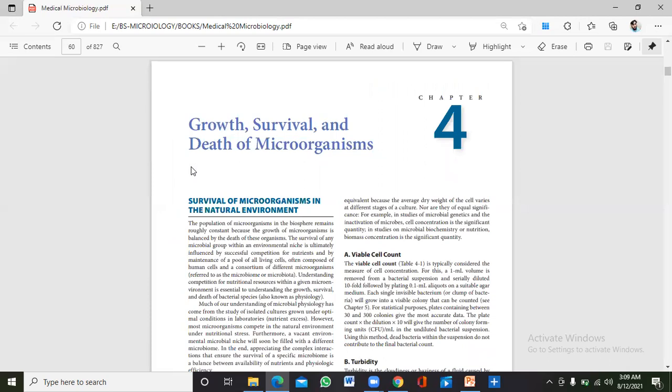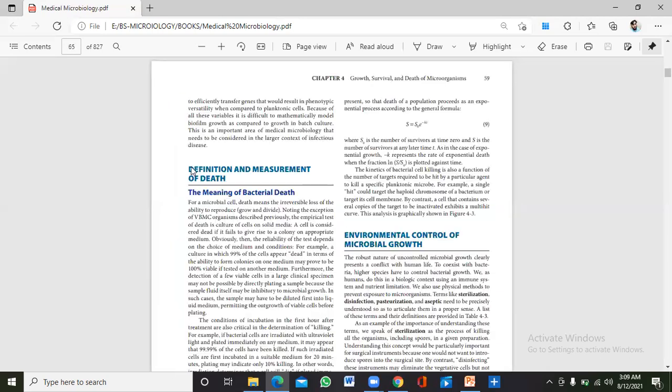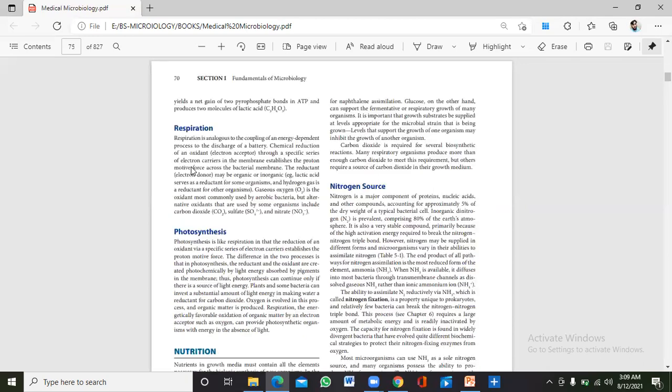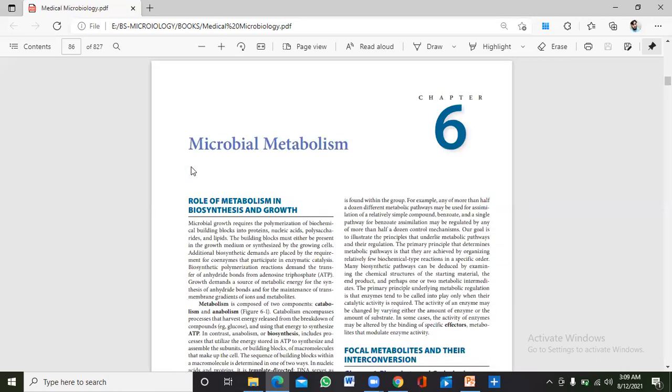Growth, survival, and death of microorganisms. Chapter number 4 is this, and chapter number 5, if I want to show you, is about the cultivation of microorganisms, how you can cultivate microorganisms in the lab. Okay, after that, chapter number 6 is about microbial metabolism: the glycolysis, the Krebs cycle, the electron transport chain, and other biochemistry.